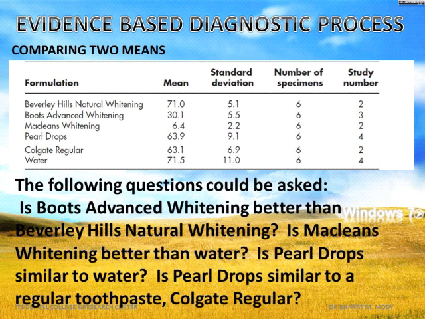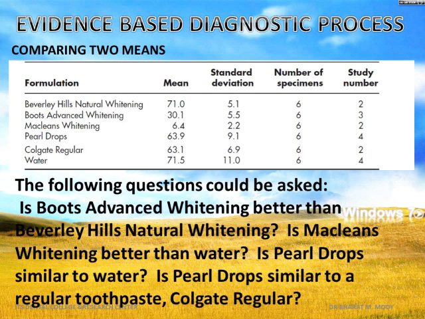Coming back to our tooth whitening, all these questions which are there: Booth's advanced whitening is better than Beverly, or Maclean's is better than water, Pearl Drops are better than water, Colgate is similar to the other Colgate regular.